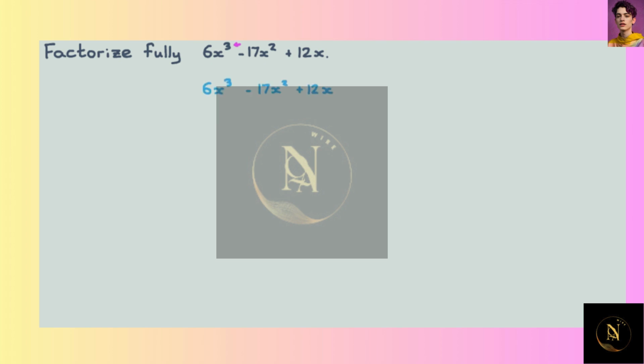The first thing that we should always check is if the terms of our expression share a common factor that we can start by taking out. We should check the coefficients and the variables. Let's start with the coefficients. We note that 17 is prime, and so we can find that the highest common factor of the coefficients is 1.